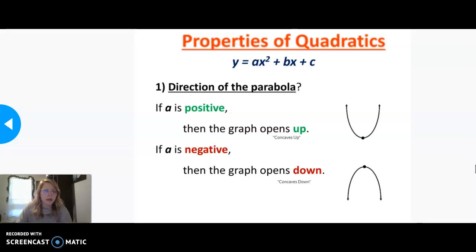Now, that direction of the parabola is completely dependent upon this a value. So if a is positive, then that graph will go up. And this will create a smiley face. Yay, we're happy, we're positive. And it will concave up. Formal definition. Check your anchor chart there for that vocabulary term. If a is negative, then the graph opens down, sad face, so it concaves down. A positive, happy. A negative, sad, concaves down.